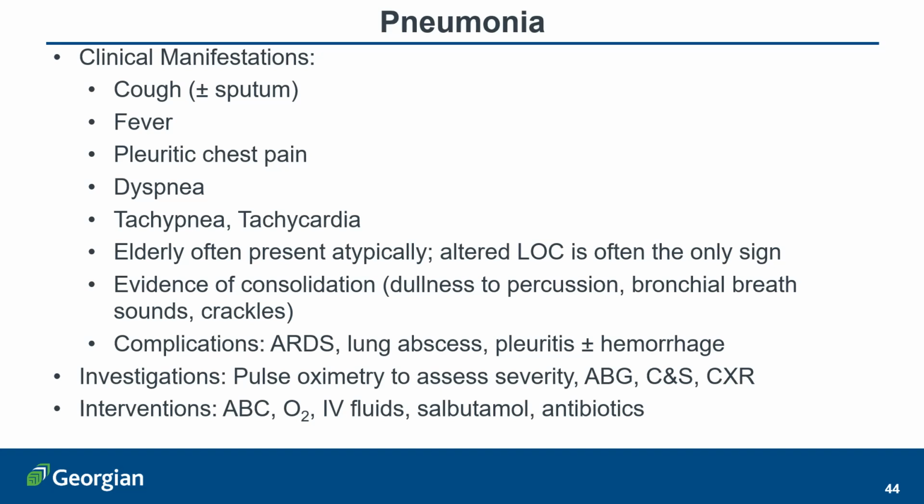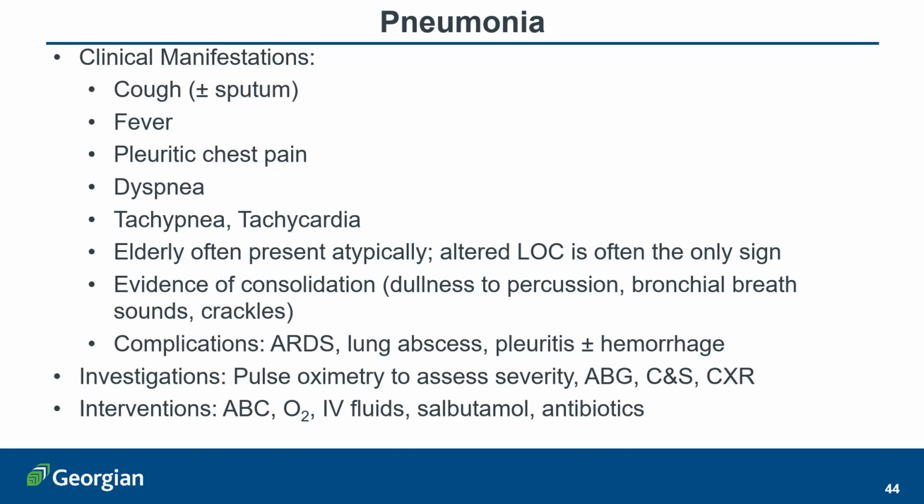In terms of the investigations that should be done, they include pulse oximetry to assess the severity of pneumonia, to assess for the SpO2, arterial blood gas values for PO2 and PCO2, as well as pH, the culture and sensitivity to identify the causative microorganisms, and a chest x-ray to determine the severity of the pneumonia, including how much consolidation there is, as well as what percentage of the lung is affected. Is it lobar pneumonia? Is it segmental pneumonia, etc., or interstitial pneumonia?